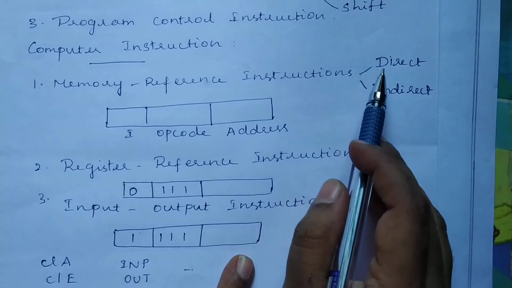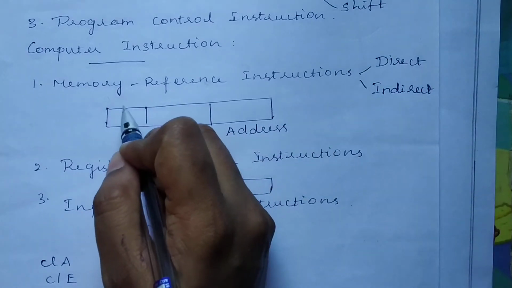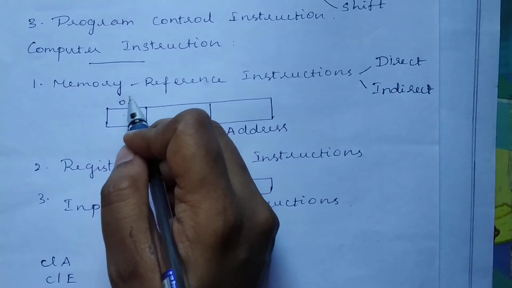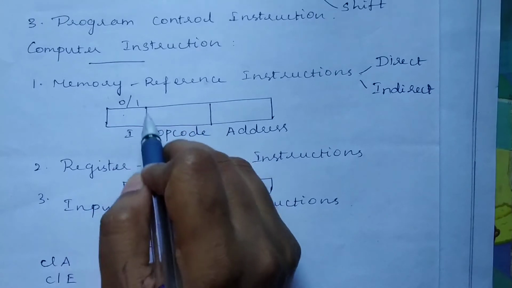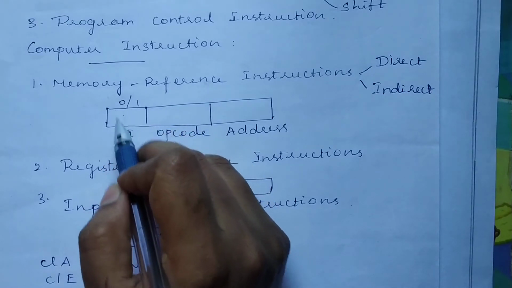So what is direct memory address? If it is of type direct memory address, then the value of this I is 0. If it is of type indirect memory address, then the value of this I is 1. So only 1 bit will be assigned for this I value, either 0 or 1.